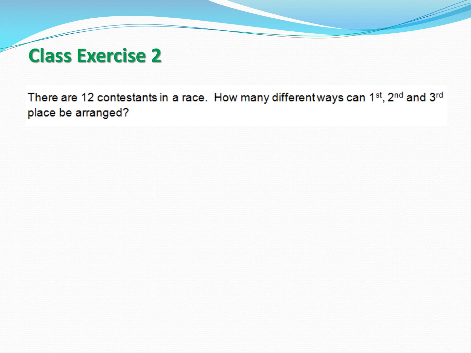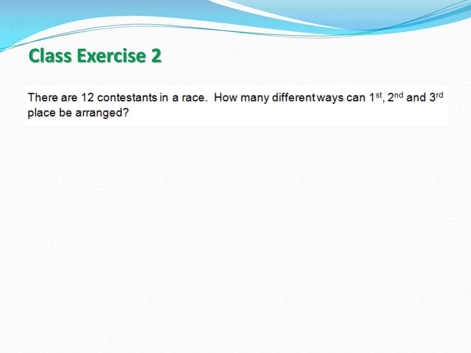Your turn. You can try class exercise 2, please. Okay, let's look at the solution. There are 12 contestants in the race. How many different ways can the first, second and third place be arranged? There is rank involved because it's first, second and third place, so it's a permutation, and it's going to be without replacement because the same contestant can't take the first and the second place, for example.